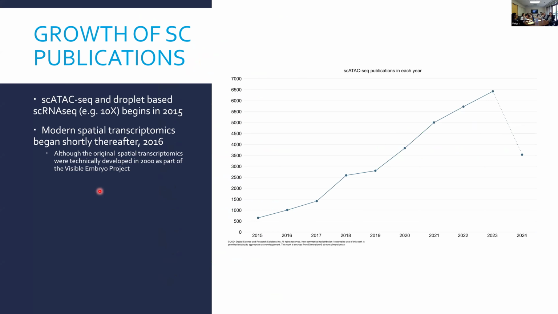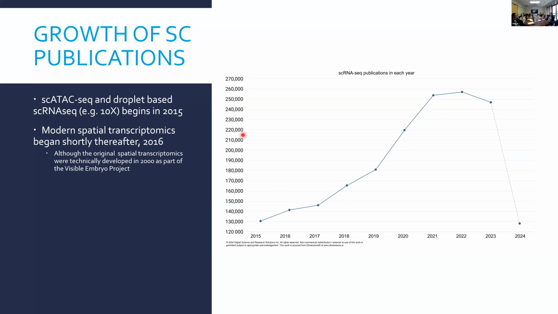As far as how rapidly these things have been adopted, this is single cell ATAC-seq. Starting around 2015, the number of publications per year shows pretty rapid growth, although it's still not tens or hundreds of thousands, still just thousands of papers using single-cell ATAC-seq. So, as you'll see in a second, it's not nearly as broadly adopted as the other methods.